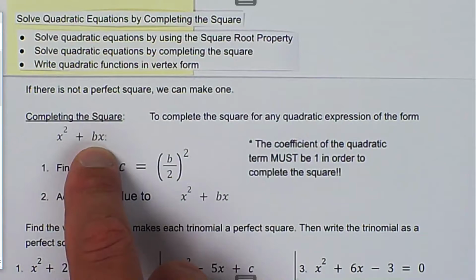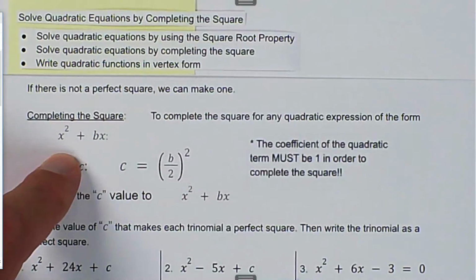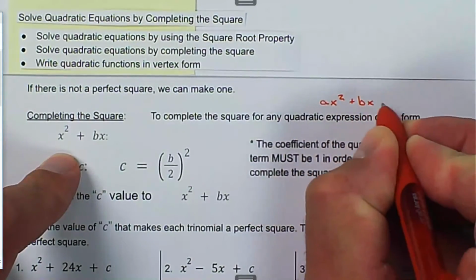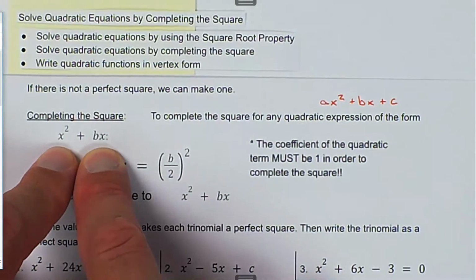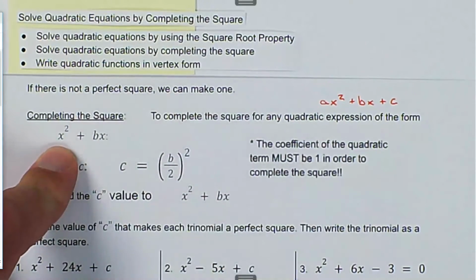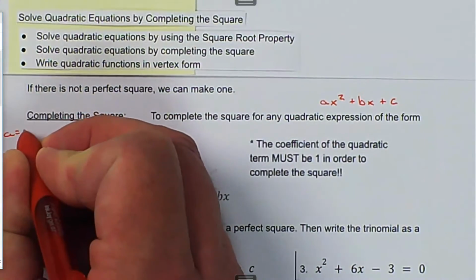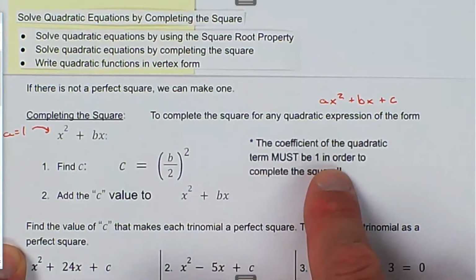x squared plus bx. Now there's a couple things that we need to notice. Normally in standard form of the quadratic function, we have ax squared plus bx plus c. Now if we look at this form here, there's a few things that we notice. First of all, it tells us what our a value is. So for this example here, our a value has to be 1. Okay, the coefficient of the quadratic term must be 1 in order to complete the square.